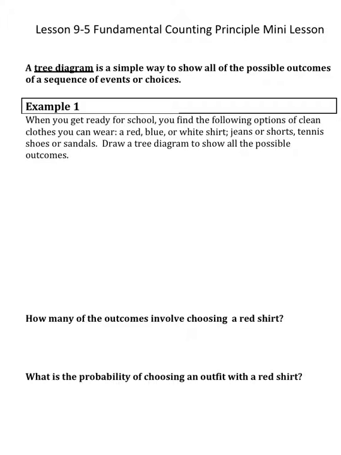When you get ready for school, you find the following options of clean clothes you can wear: a red, blue, or white shirt, jeans or shorts, tennis shoes or sandals. Draw a tree diagram to show all of the possible outcomes. In a tree diagram, each level is like a decision you are making. So the top level is going to be my shirt. I can choose whether I want to wear a red shirt, a blue shirt, or a white shirt.